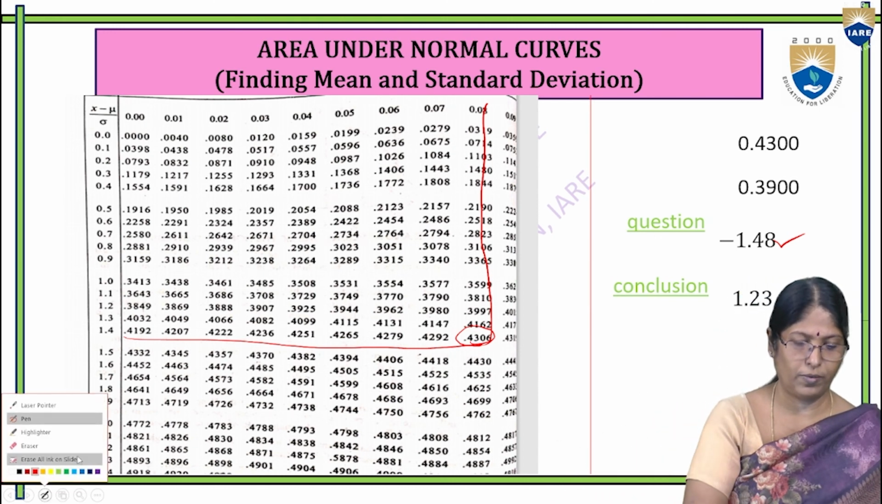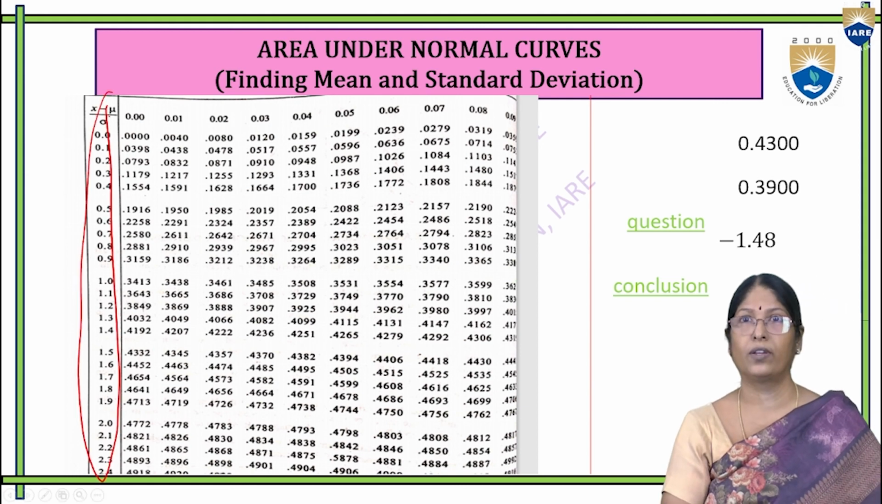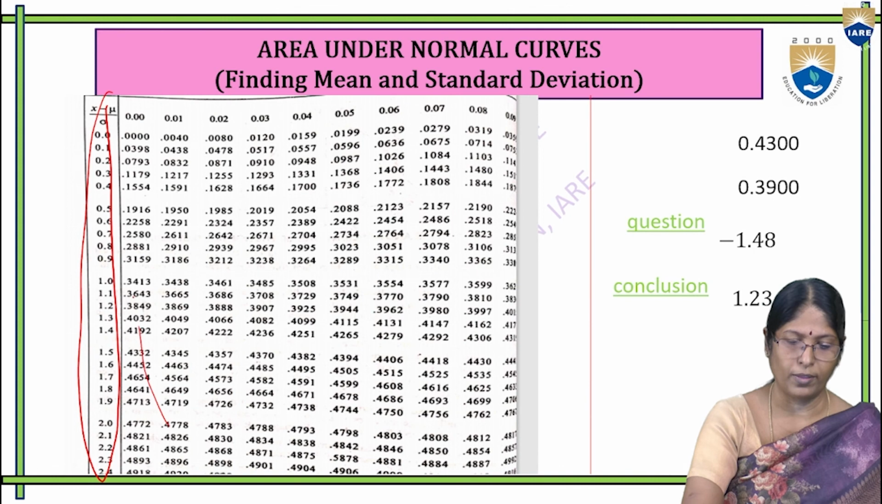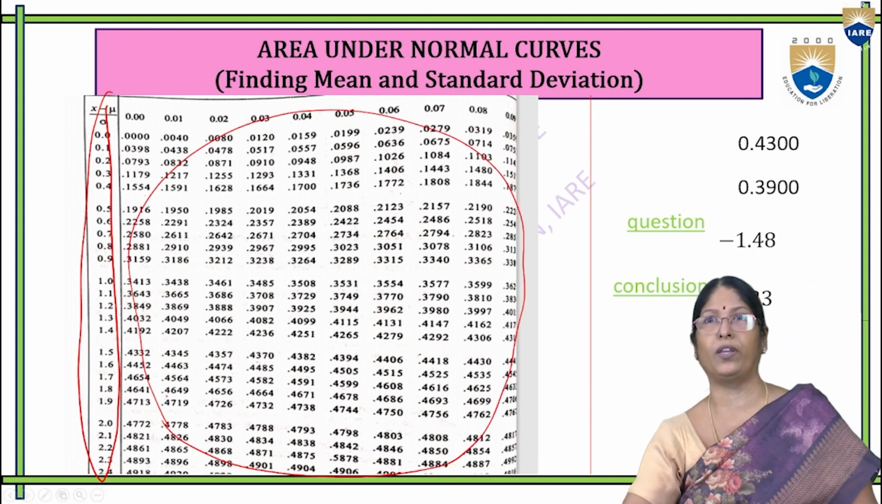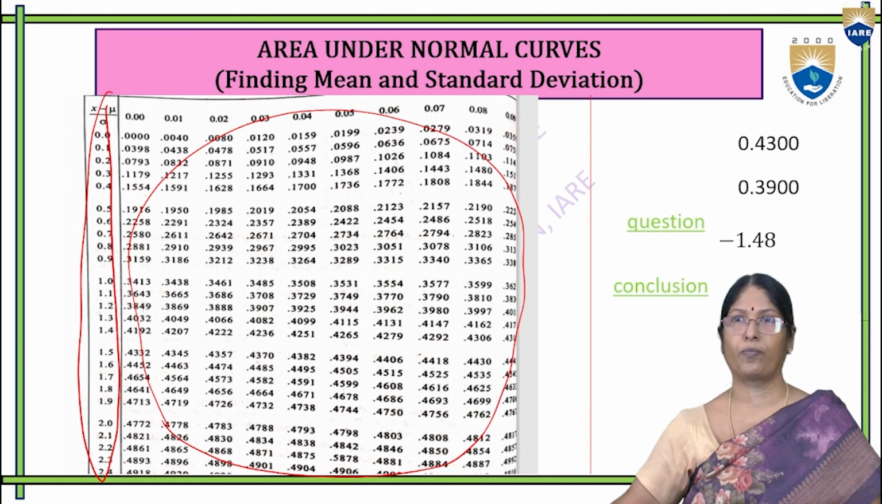In the first problem, this is what we focused on, whereas in the second problem, this place is focused. That is the difference between the mean and standard deviation being given and not being given. Both are covered in this video lecture.